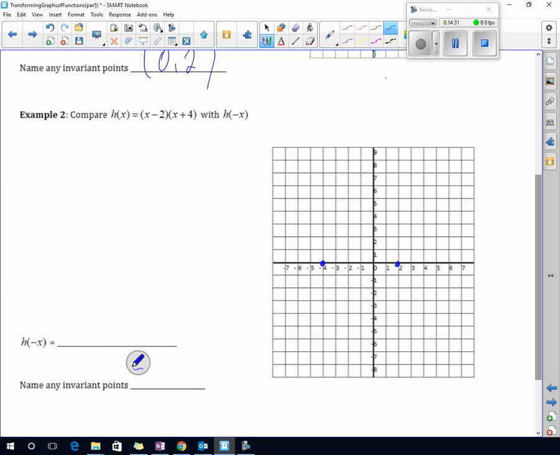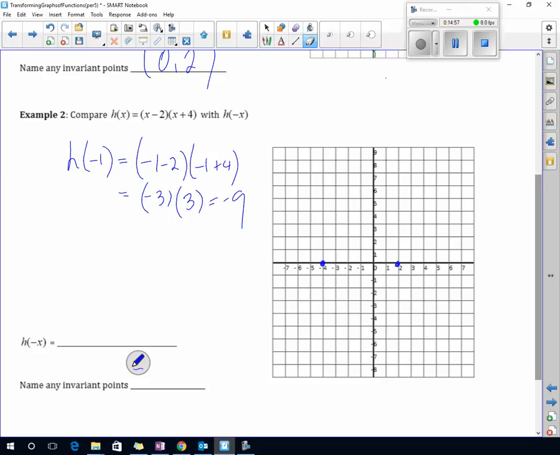So that's going to be negative 1 subtract 2 times negative 1 plus 4. So I get negative 3 times 3. Negative 9. Way down here. Whoops, I put it in the wrong spot. I put negative 1 in for x because it's halfway between the two zeros here. Can anybody tell me what the x-intercept is? Sorry, the y-intercept. Put 0 in for x, what do you get? -8. So then that would be a mirror over there.